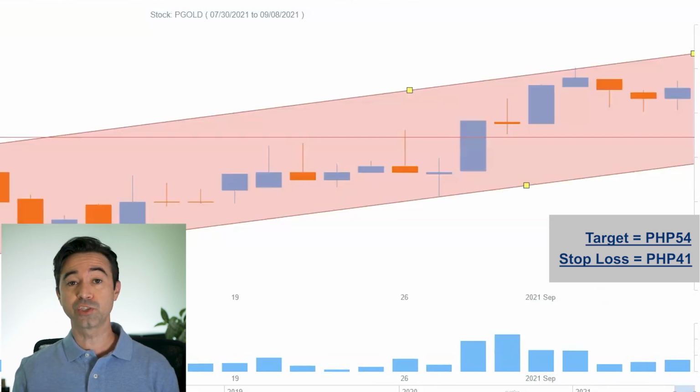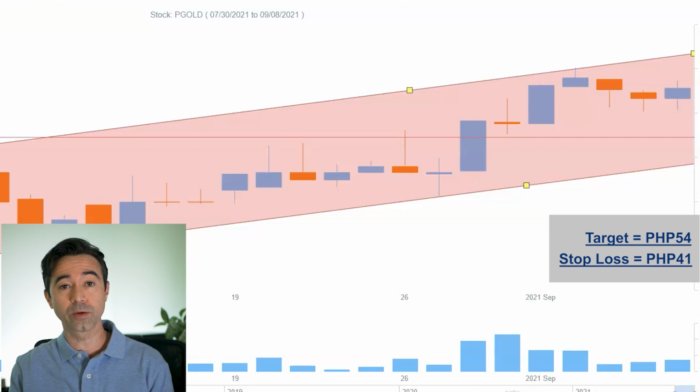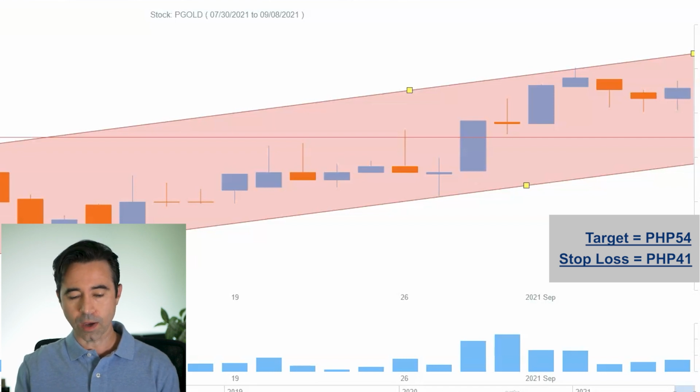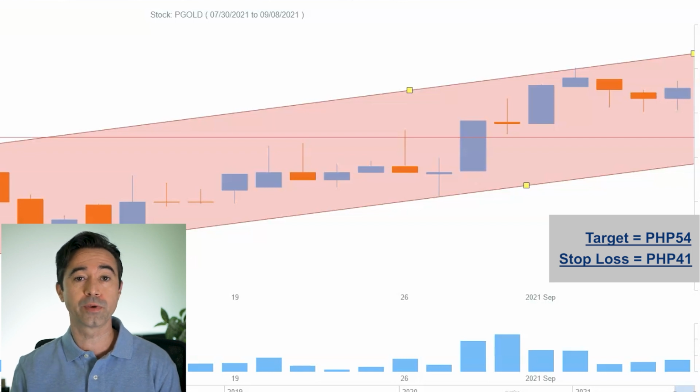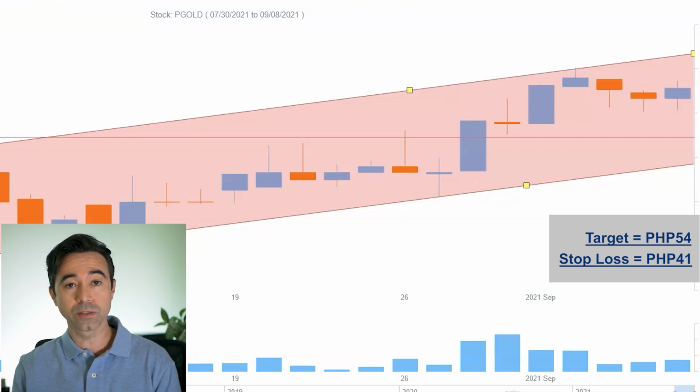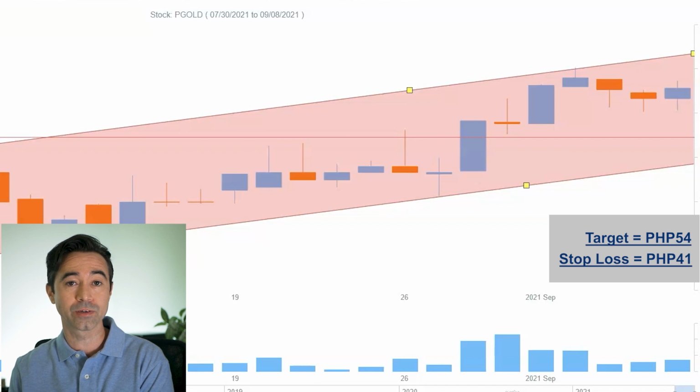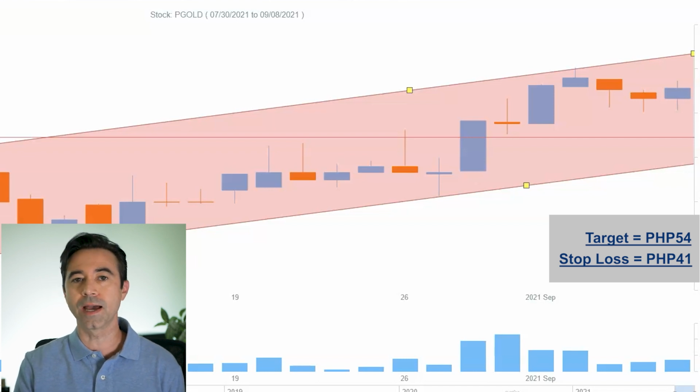Now I've also added a channel here and it does seem to be trading within an uptrend channel. So I like that. So essentially what I see so far I like about Pure Gold. And the next thing I really want to do quickly is take a look at the indicators and I want to see what the RSI is telling me.